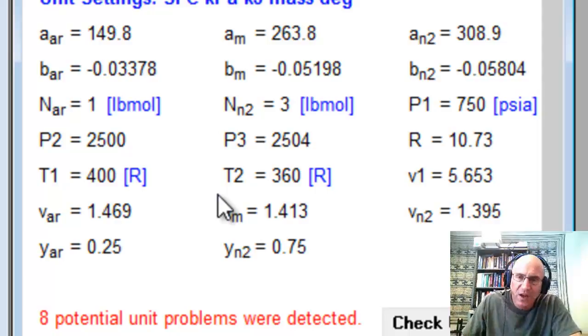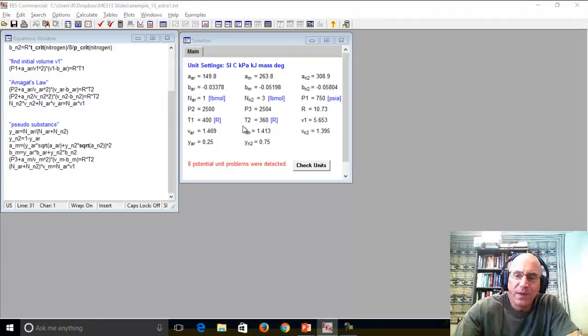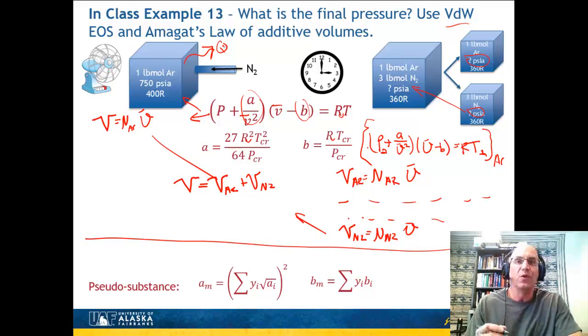So you can realize there are various ways that you can solve this. Hopefully the takeaway is that there are two things we're using. We're using equations of state, and then we're using additive estimations. So Amagat's, Dalton's, Kay's, those are estimations, and they're independent of the equation of state we use, whether we use compressibility or van der Waals or any of the others. So, okay, hopefully that helps, and good luck.